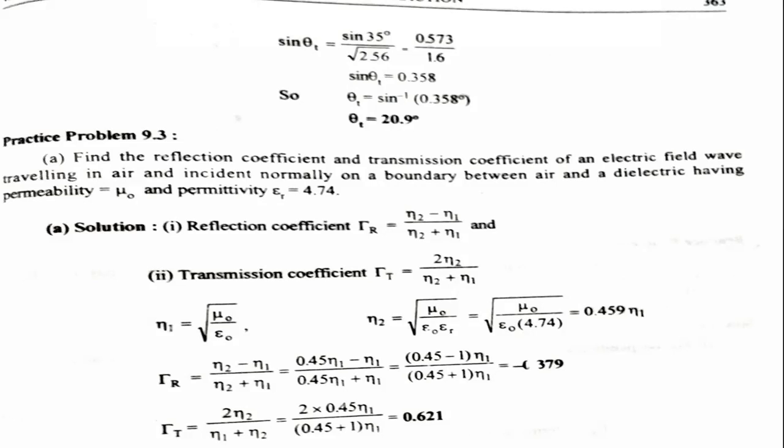Okay, all of you got this one. Sine theta t is equal to 0.358. Now the last point, the angle of transmission: theta t is equal to sine inverse of 0.358, which becomes 20.9 degrees. So 20.9 degrees is theta t.